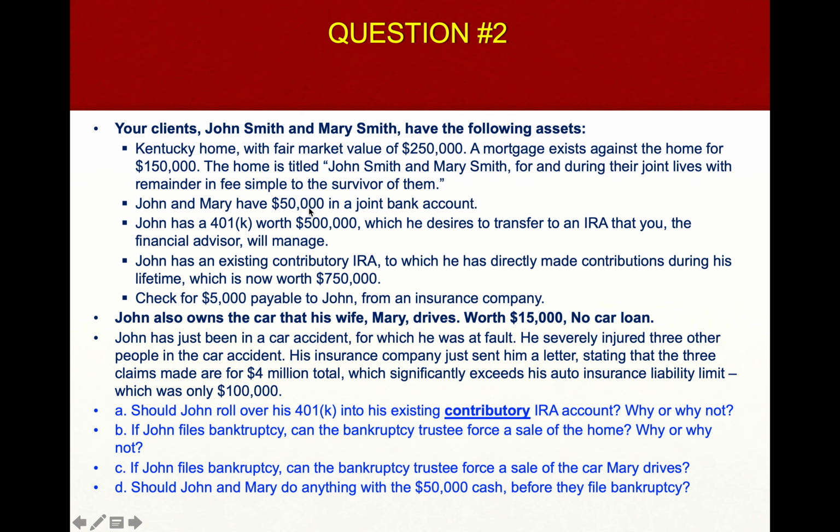They have $50,000 in a joint bank account, $500,000 in John's 401k, and he wants to transfer that account. He wants to roll it over into an IRA account that you as a financial advisor will manage for them. He also has a contributory IRA account, which is now worth $750,000. And he's got a check payable to him from an insurance company, $5,000. John owns the car that his wife Mary drives. It's worth $15,000. John has just been in a car accident with that car. He was at fault. He severely injured 3 other people.